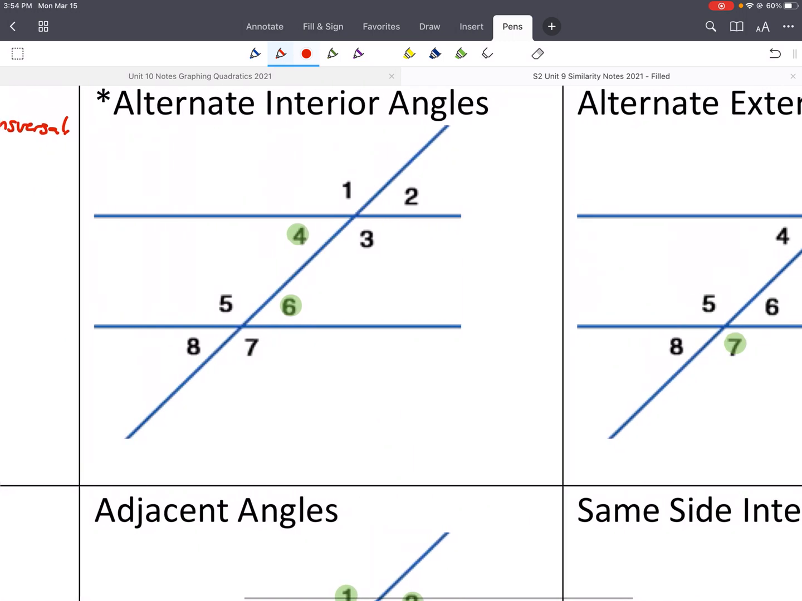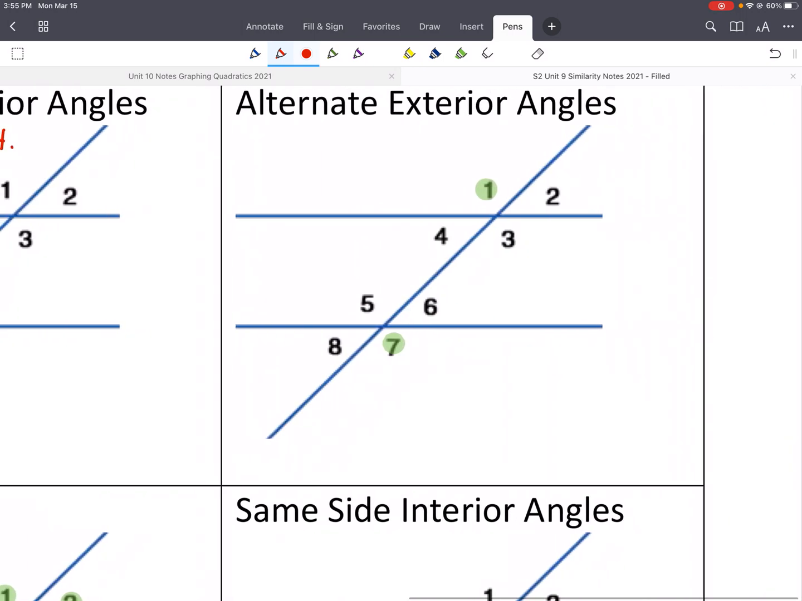We also have alternate interior angles. Alternate meaning that they're not on the same side. So something like this, these two, those would not be alternate. The two green ones, those are alternate because they're on the opposite side of that transversal. And then they're also interior, which means the two angles are both inside of those parallel lines. Alternate interior angles are also congruent. They're equal to each other.